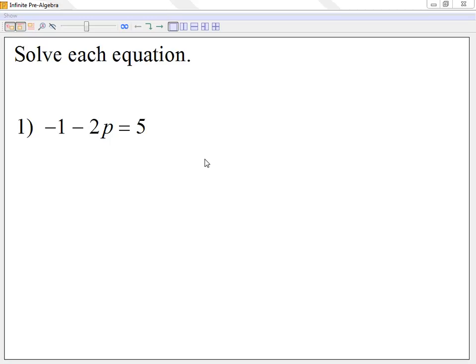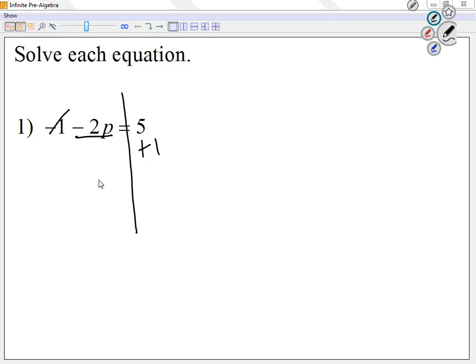Okay. So the first part says solve each equation. When I'm solving, I separate them at the equal sign. I look at the term that has the letters, and I want to get rid of the other one. So I want to get rid of the minus 1. The way I'm going to do it is I'm going to move this minus 1 to the other side and call it plus 1. Switch the sign.